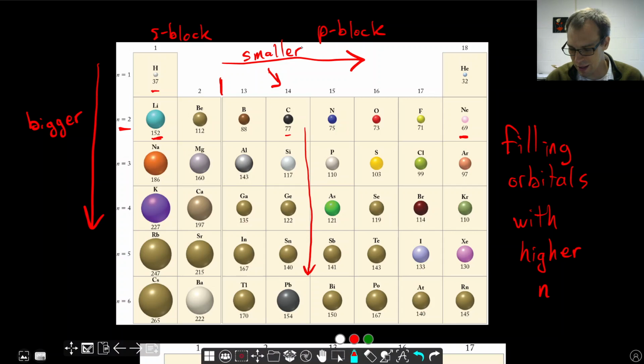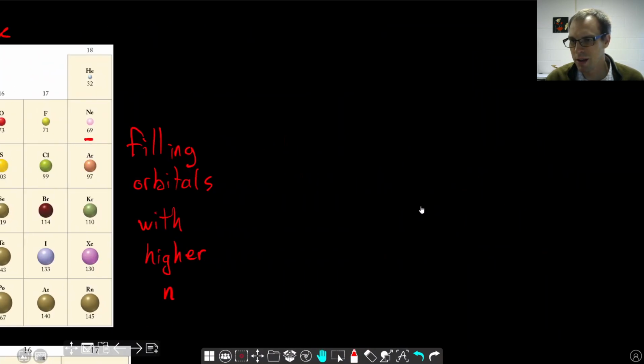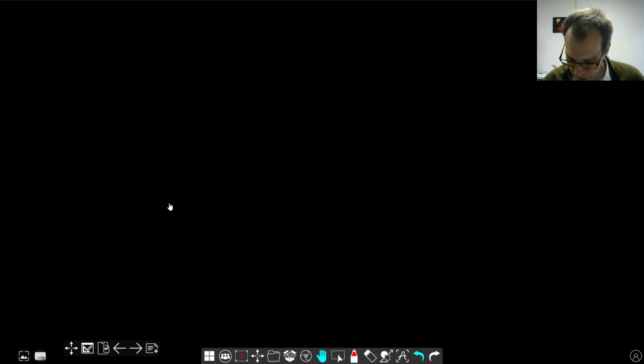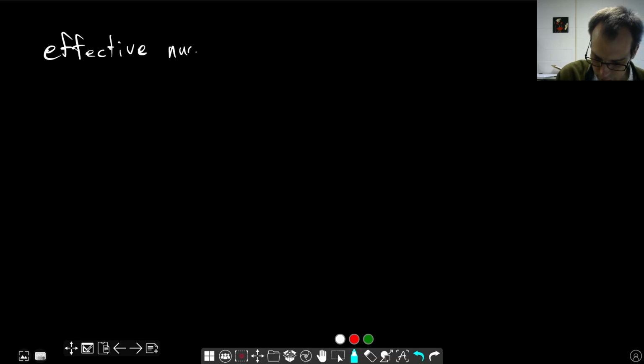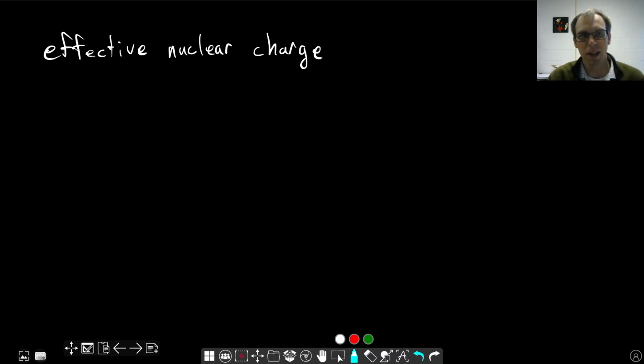I'm going to swipe to the side over here to give myself some space to write. The main thing that's going on here is what we call the effective nuclear charge. What's changing as we go left to right across the periodic table is we're adding electrons, which you would think would cause the electrons to push on each other, because they're negative, they have a repulsion.